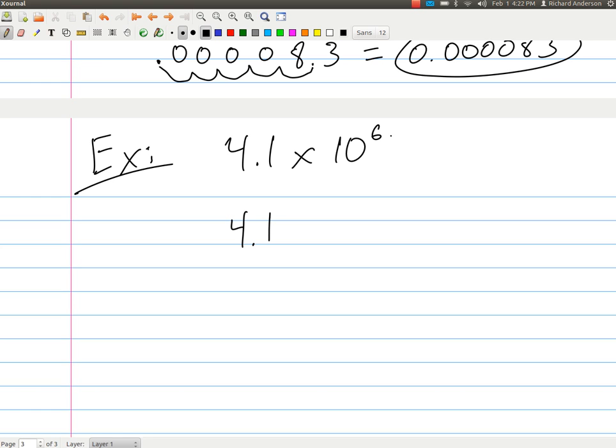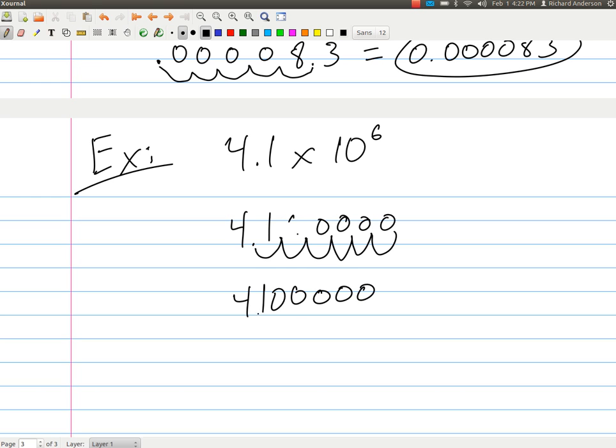The exponent on 10 is positive, which really tells us that we need to move that decimal to the right 6 times. 3, 4, 5, 6. 0, 0. And of course, you don't have to draw out the little diagram underneath it, but for some people like me, that really helps. And so we should have 4,100,000 as our answer on that problem.